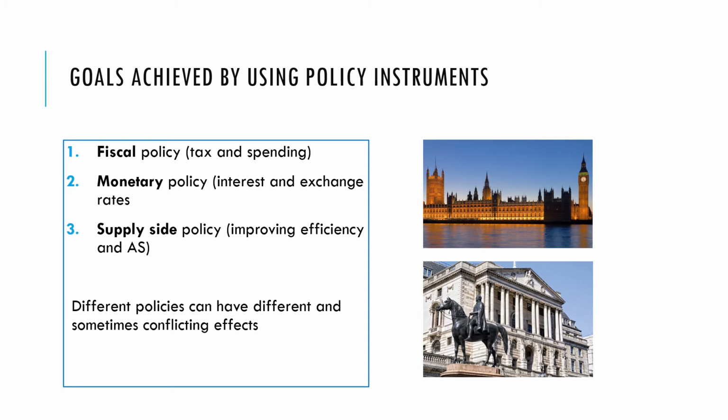And different policies can have different effects, and sometimes those effects can conflict with each other. So, for example, an expansionary fiscal policy might be in conflict with a contractionary monetary policy. One policy may impact on the outcomes or effectiveness of another, and we need to have an awareness of this and look at some examples.